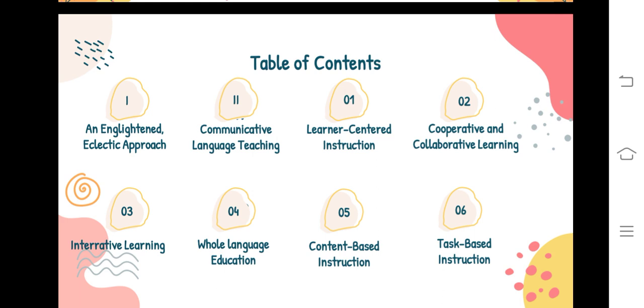The first sub-material is an enlightened eclectic approach. The second is communicative language teaching, and the subjects that follow are: the first is learner-centered instruction. The second is cooperative and collaborative learning. The third is interactive learning. The fourth is whole language education. The fifth is content-based instruction. The sixth is task-based instruction.